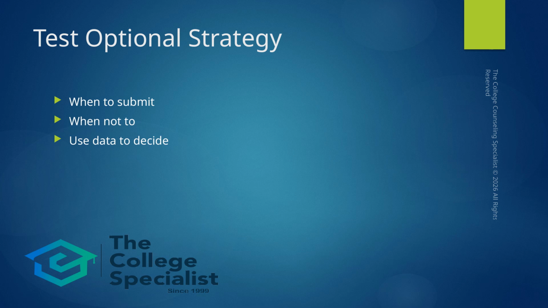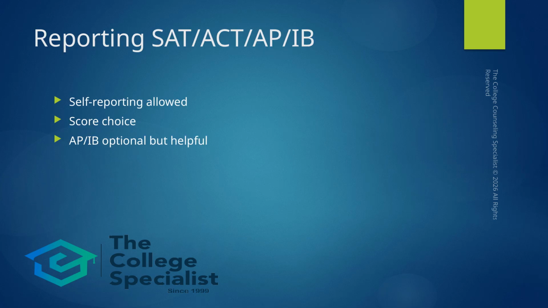If your GPA, coursework, and activities are strong, and your test score doesn't reflect your academic ability, you may benefit from not submitting. The goal is to present the version of your application that best reflects your potential and readiness for college. The testing section allows you to self-report SAT, ACT, AP, and IB scores, which can streamline the process and reduce the need for official score reports until after admission.